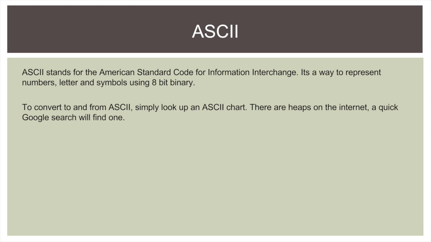To convert to and from ASCII, we simply look up an ASCII chart. There's heaps on the internet, so I'm not going to give you one. Just Google search one, and then you can look at each symbol in ASCII and see the binary code. They probably give you conversions for decimal and hexadecimal as well, and you'll be able to convert to and from those pretty simply.